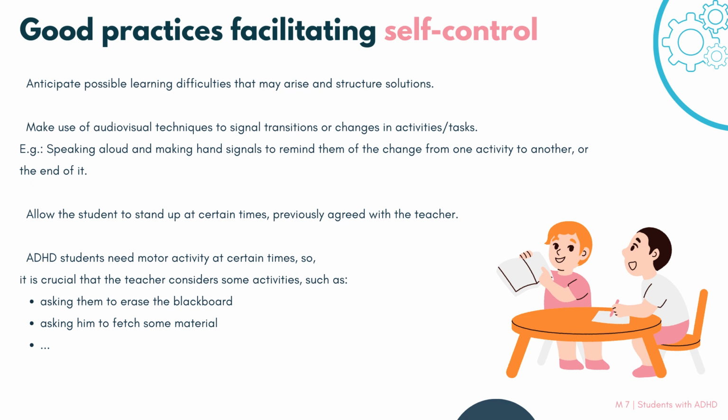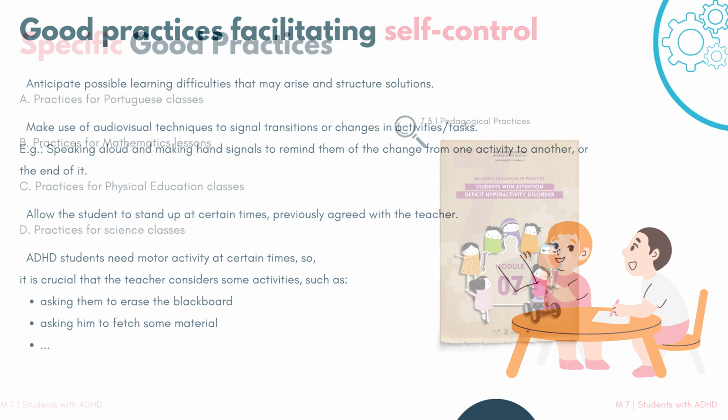Make use of audio-visual techniques to signal transitions or changes in activities or tasks. For example, talking aloud and making hand signals to remind them to change from one activity to another or the end of it. Allow the student to stand up at certain times, previously agreed with the teacher. ADHD students need motor activity at certain times, so it is crucial that the teacher considers some activities such as asking you to erase the board, asking you to fetch some material, etc.